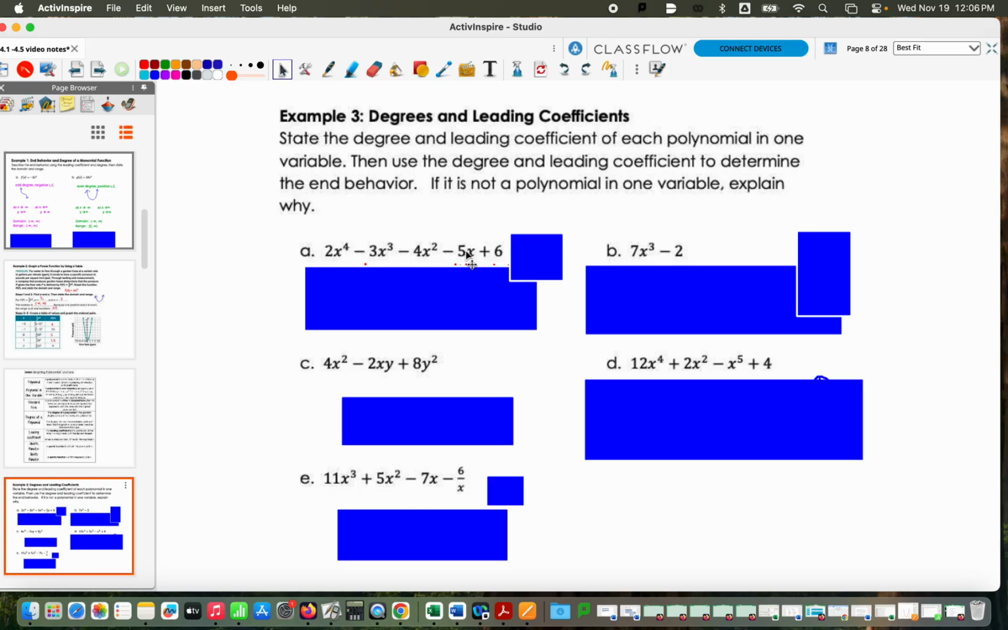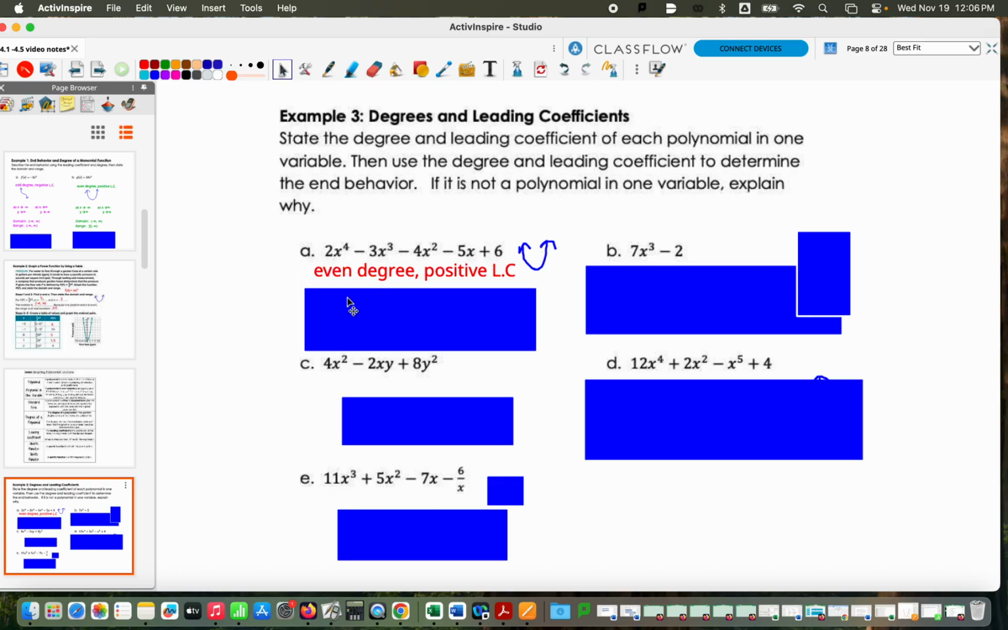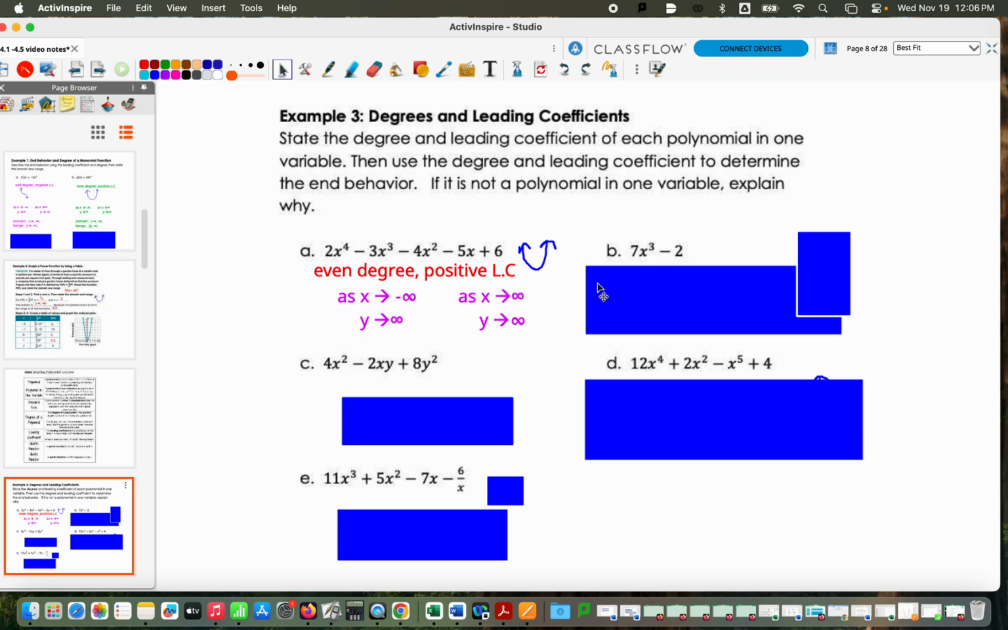So this one here is definitely a polynomial. I'm looking for the highest power, which in this case is x to the 4th. So it's even and it's positive, so it opens both ends up. So we've seen that before. Both the y values are going to be approaching infinity to the left and to the right.